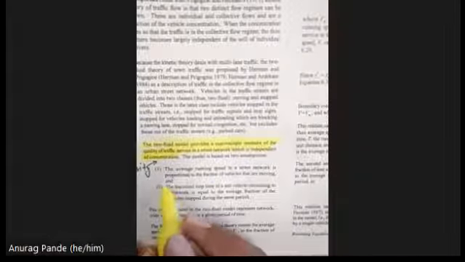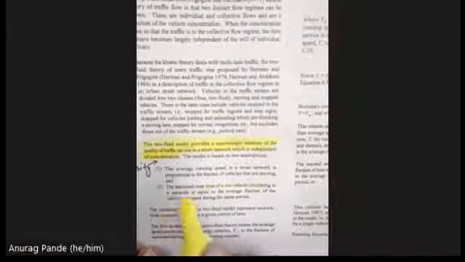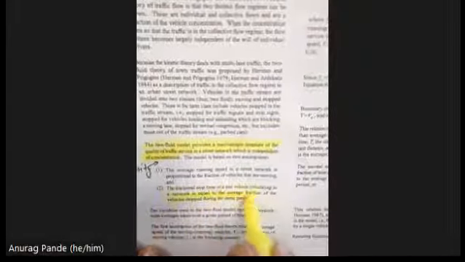And then the second one is called the ergodic assumption. This is interesting too, and this could take some time to think through. The fractional stop time of a test vehicle circulating in a network is equal to the average fraction of the vehicles stopped during the same time period. Okay, so this is a little bit more critical assumption here.